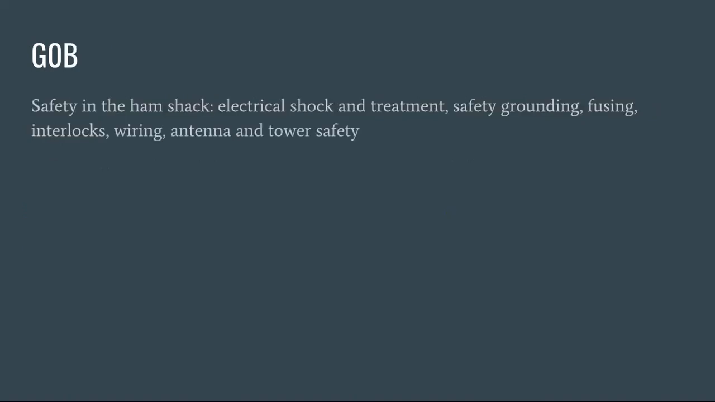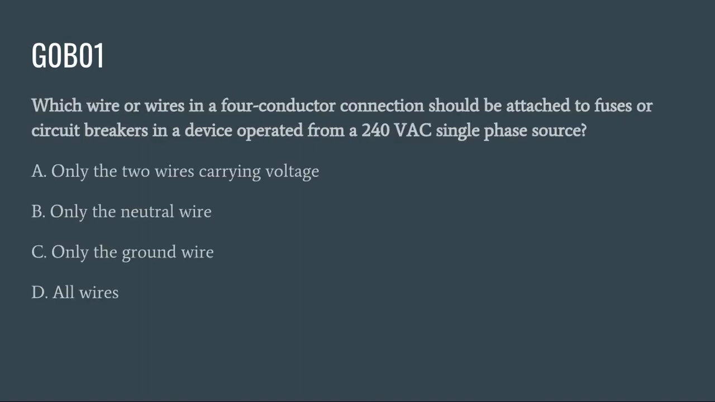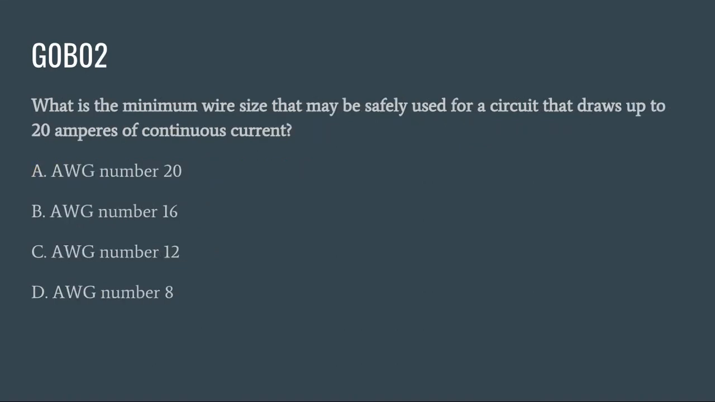Going on, G0B, safety in the ham shack, electrical shock and treatment, safety grounding, fusing, interlocks, wiring, antennas, and tower safety. G0B01, which wire or wires in a 4-conductor connection should be attached to fuses or circuit breakers in a device operated from a 240 volt AC single-phase source? A. Only the 2 wires carrying voltage. B. Only the neutral wire. C. Only the ground wire. Or D. All wires. Answer here is A. Only the 2 wires carrying voltage.